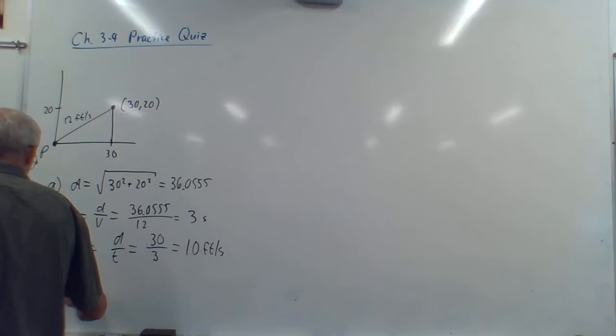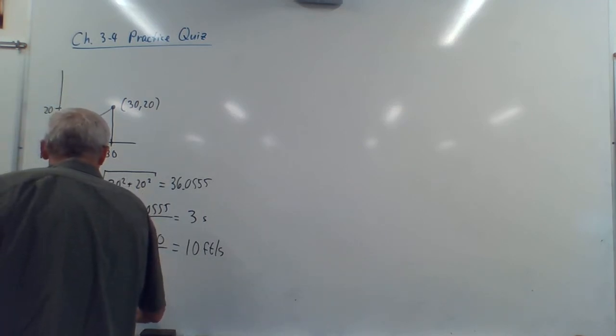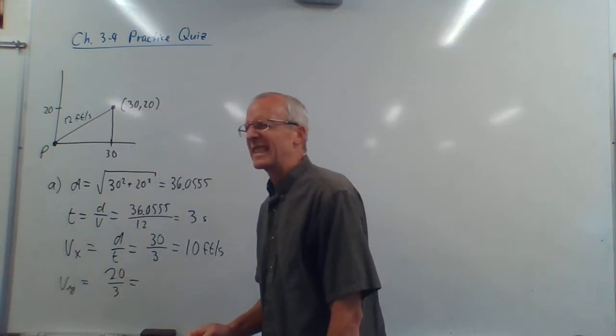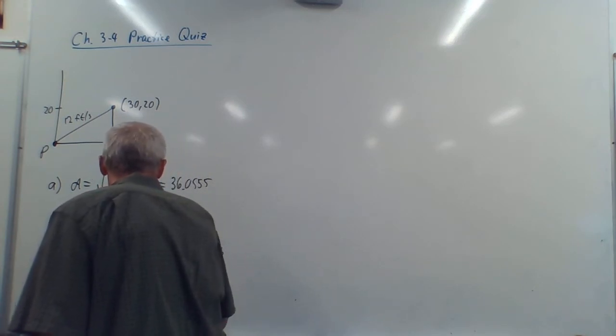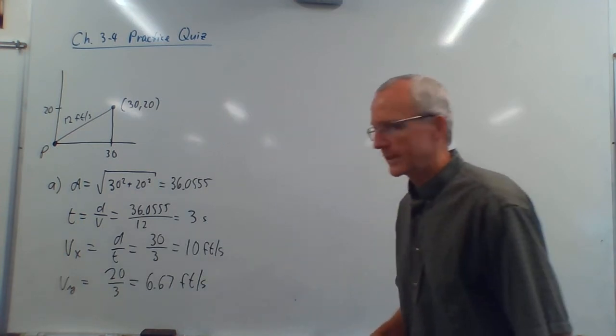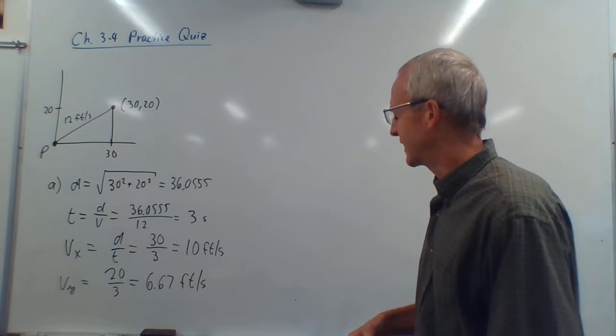And his Vy, he went 20 in that direction. 20 divided by 3, a 6 with 2/3, 6.66. Let's say 6.67 feet per second, a little bit slower, which makes sense. Okay, did I do that right? 20 divided by 3, 6 and 2/3. Yeah, I think that's right.